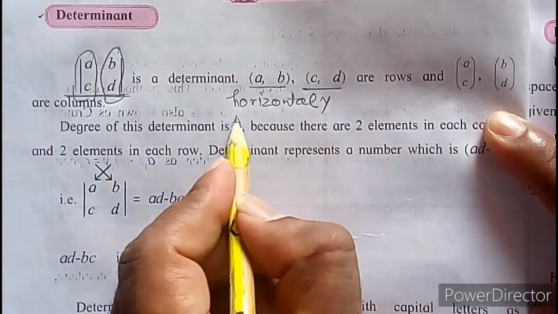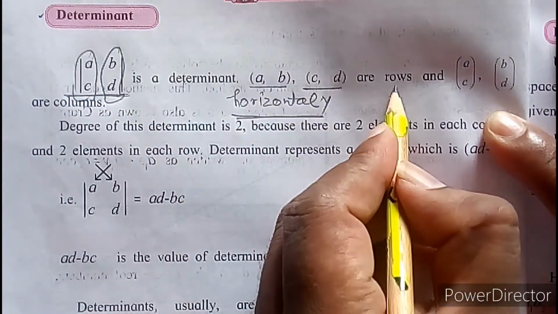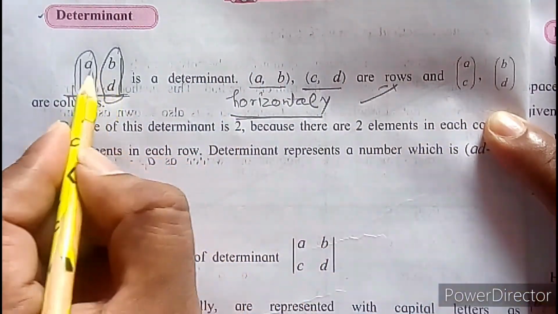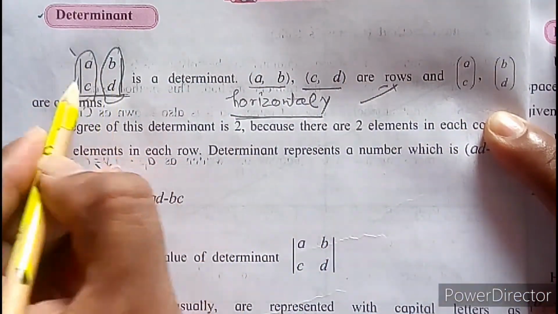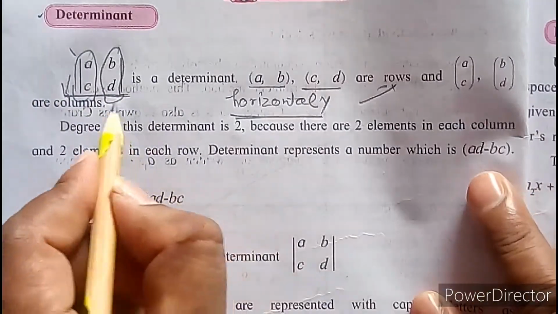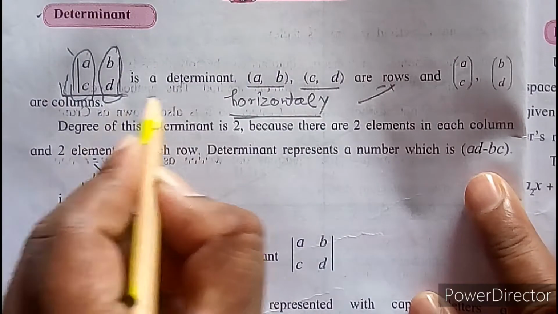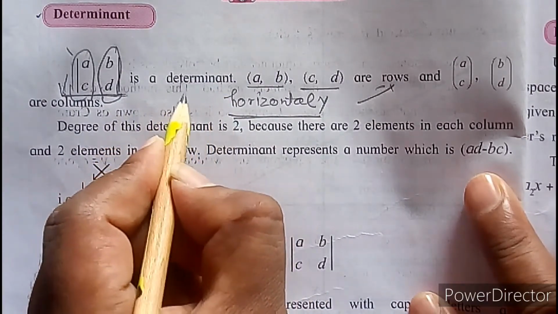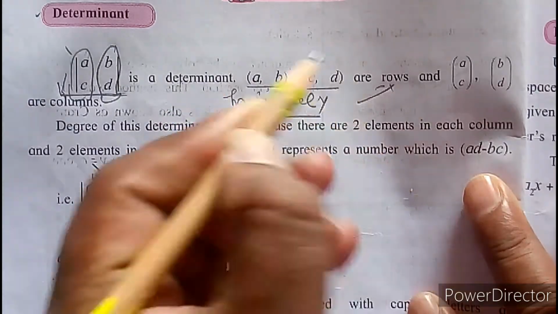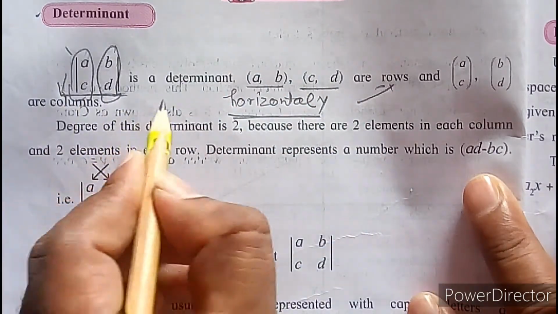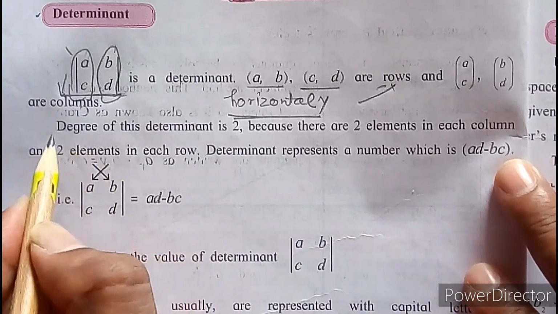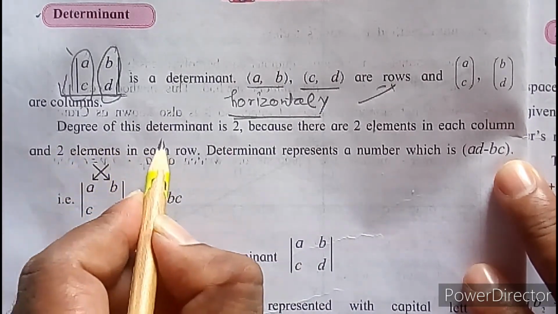The horizontal arrangement of the elements is called rows, and the vertical arrangement of these elements is called columns. Now we can easily say that a determinant is nothing but the systematic horizontal and vertical arrangement of the elements.